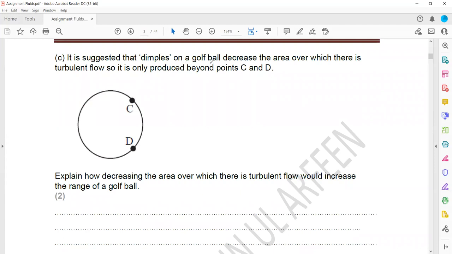It is suggested that the dimples on the golf ball decrease the area over which the turbulent flow is produced, so it only occurs beyond points C and D. So beyond points C and D, the flow becomes turbulent. Explain how decreasing the area over which there's turbulent flow increases the range. So basically, when there's turbulent flow, it means greater resistance from the fluid, so a greater amount of energy will be lost or wasted in the form of heat. So less turbulent flow area means less resistive force, so less energy wasted.